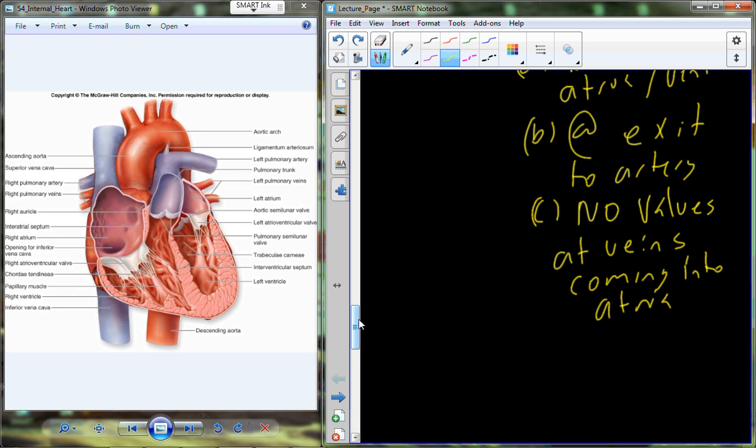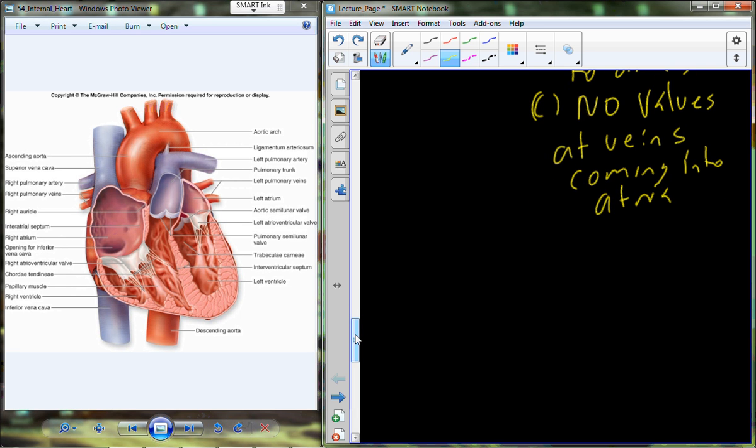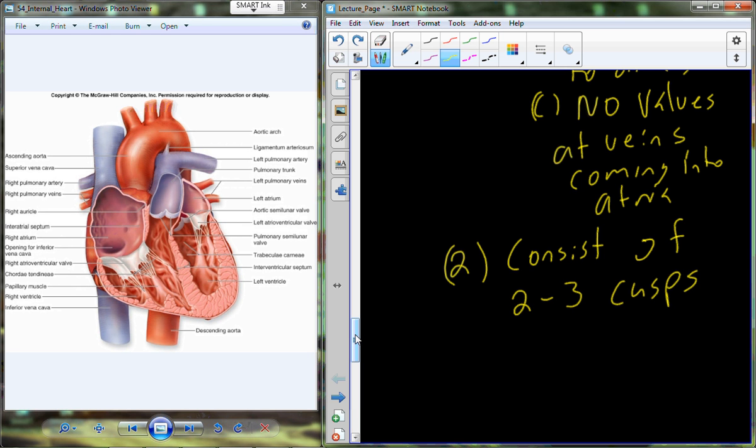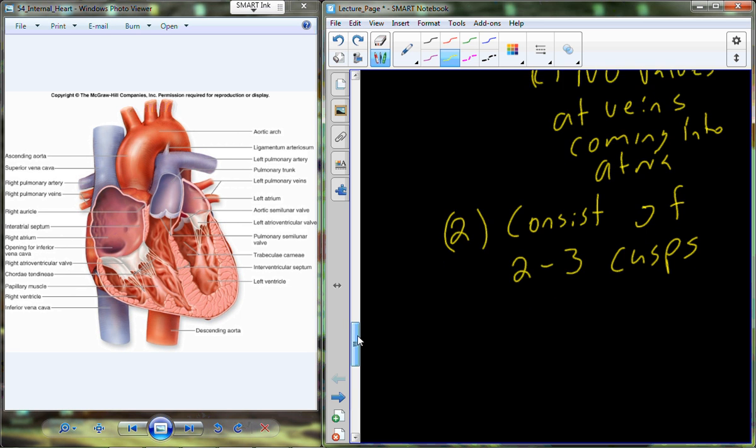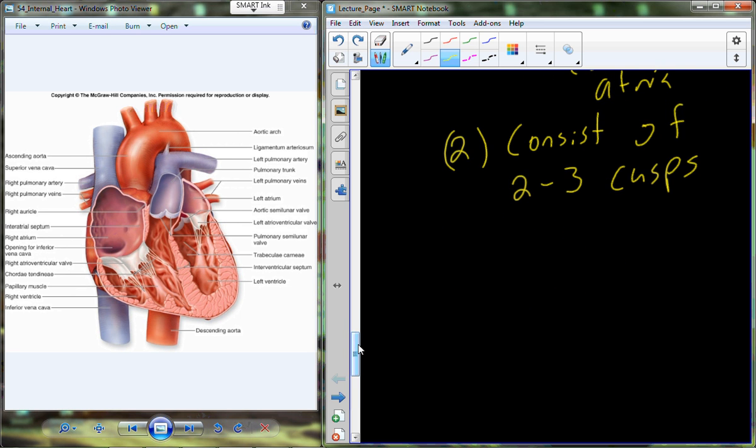Now, the valves contain these anatomical features that are called cusps or leaflets. Basically, these are the flaps that help to create the opening and closing portion of the valve. There are four different valves that we're going to identify, and they consist of between two and three of these cusps or leaflets. So we'll be looking for these cusps or leaflets as we go through each of these valves.